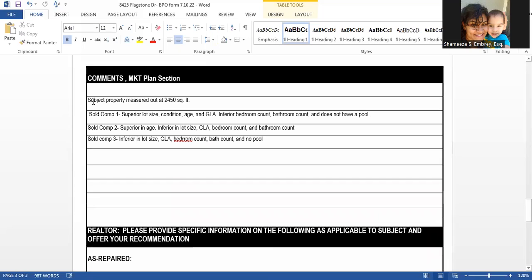And then market comments and plan section. You can really go deep on this, but I built this for an appraiser, so I wasn't really looking to give him my marketing plan. I just wanted to give him what we were doing here.